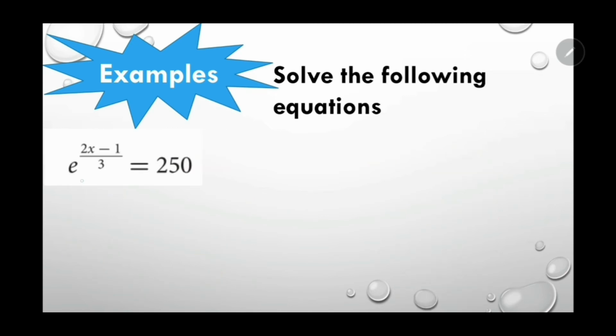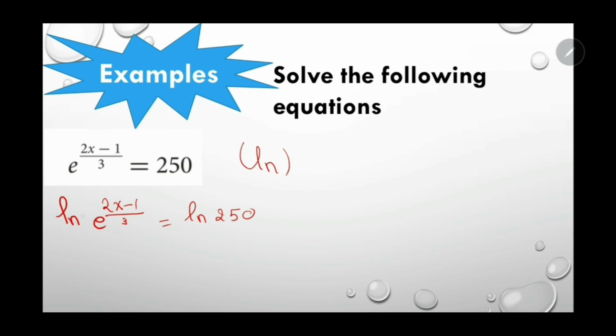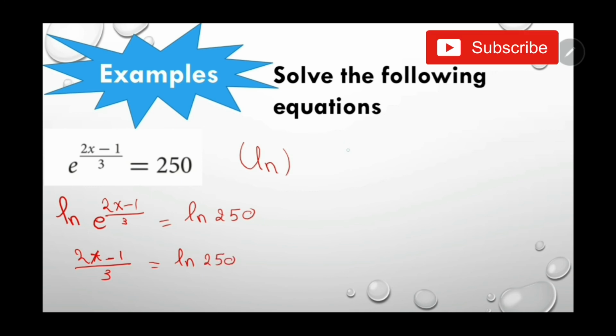One last example, e power 2x minus 1, all over 3, equals 250. Here we don't have to do the first step because the exponent part is already isolated. So we just take ln for both sides because we have an e. Here is ln e power 2x minus 1 over 3 equals ln 250. And again, why do we use ln? Because we have an e. On the left-hand side, we get only 2x minus 1 over 3, which is just the exponent, equals ln 250 on the right-hand side.